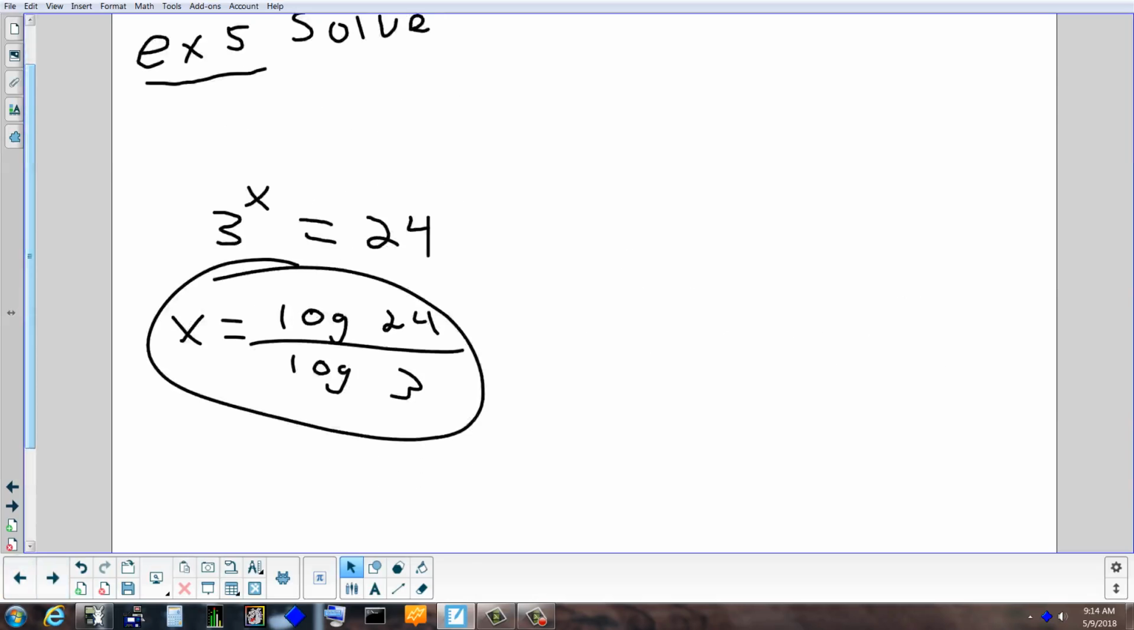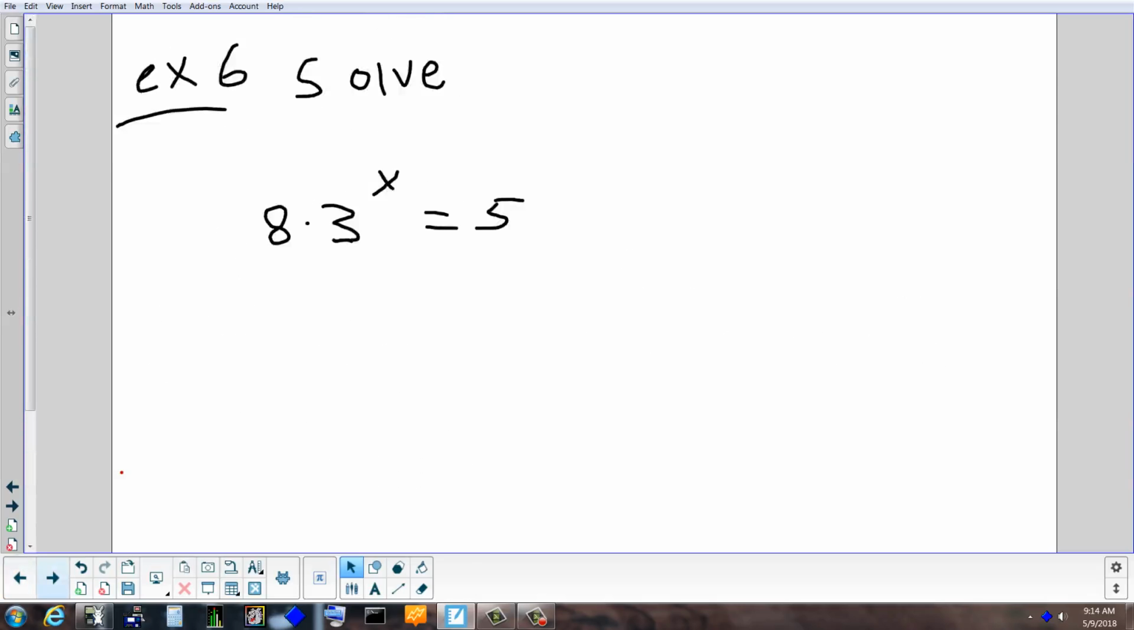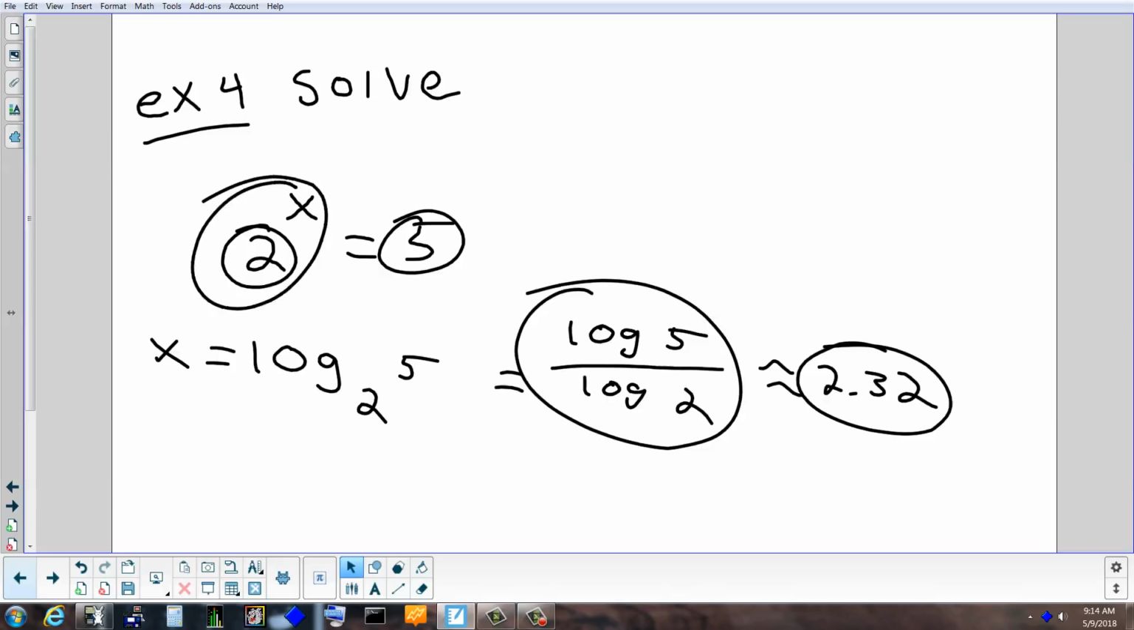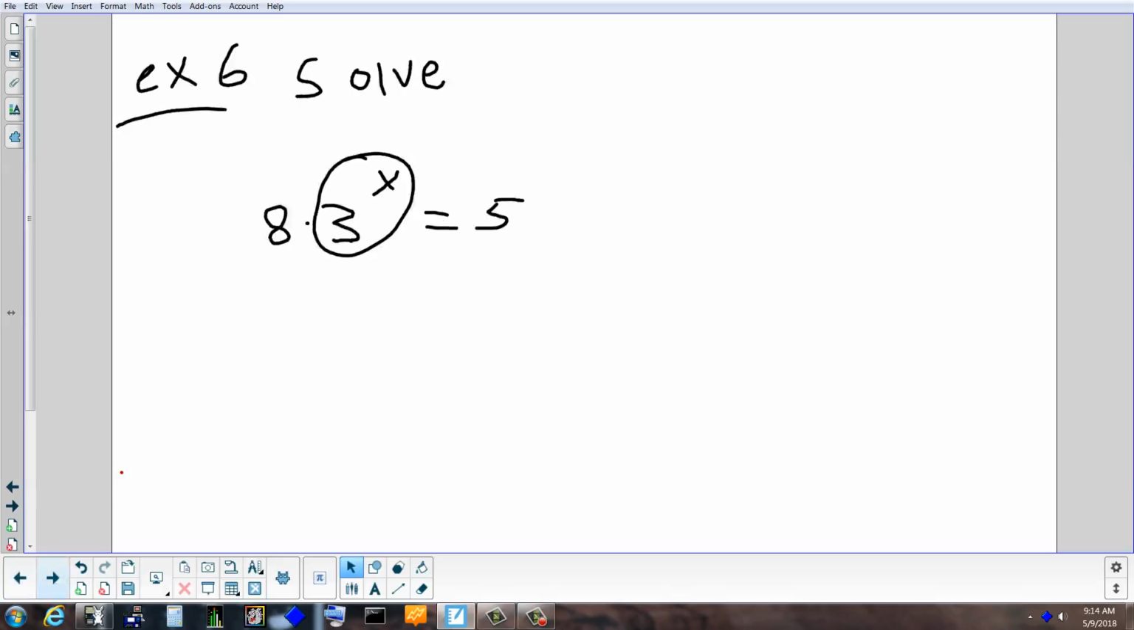The next one. Kind of similar, but there's one extra thing. In the previous problem, the base with the exponent was by itself. This time it has a times 8 next to it. So how would I get rid of that times 8 and move that to the other side first? Divided by 8. So you always have to get the thing with the variable in this kind of problem, the thing that has the variable as the exponent, by itself.